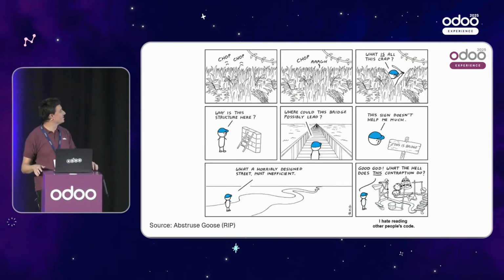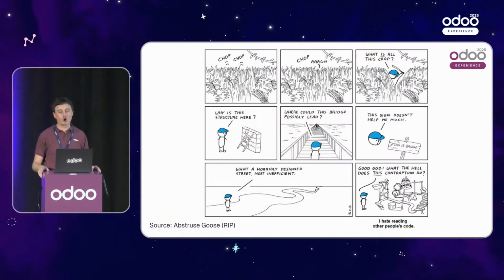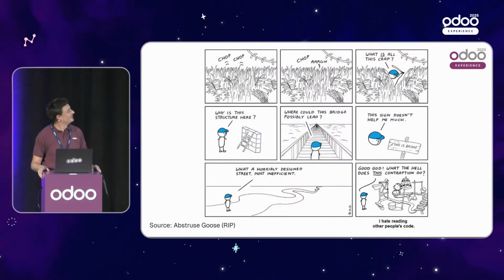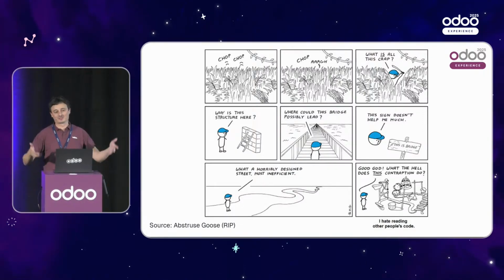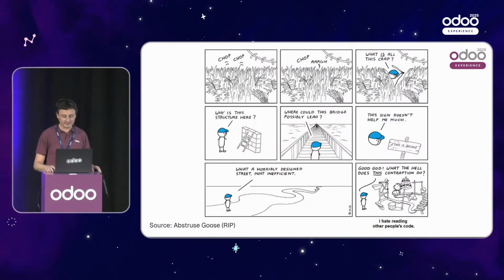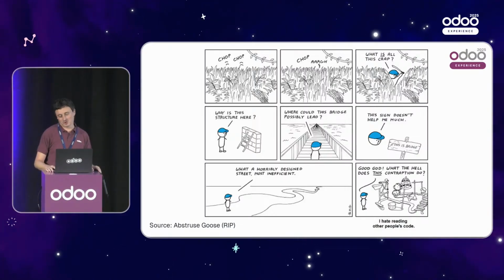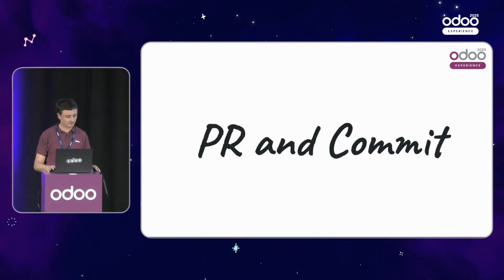So this is a small commit from Abstrakt Goes. It's not online anymore, but that's a commit that I like to read, because it explains what it is to be a reviewer. Voilà. So it's important to not fall into this kind of trap.